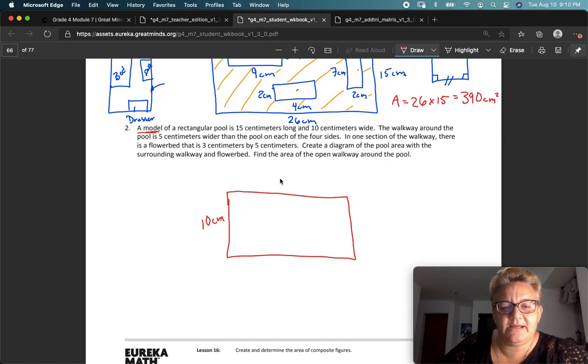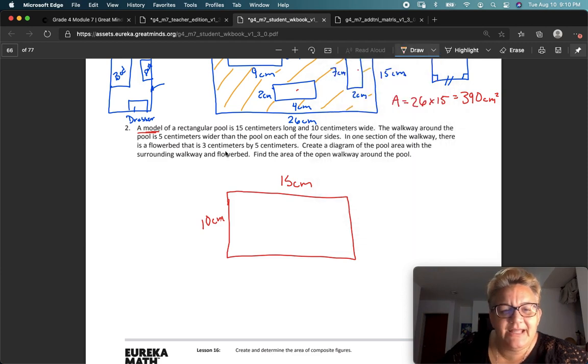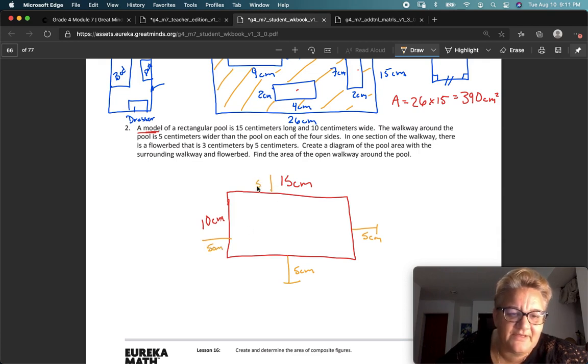10 centimeters wide and 15 centimeters long. The walkway around the pool is 5 centimeters wider than the pool on each of the 4 sides. I'm going to switch one more time to this color. If it's 5 centimeters wider, that means that it goes out 5 centimeters to here, out 5 centimeters to here, out 5 centimeters to here, and out 5 centimeters to here.